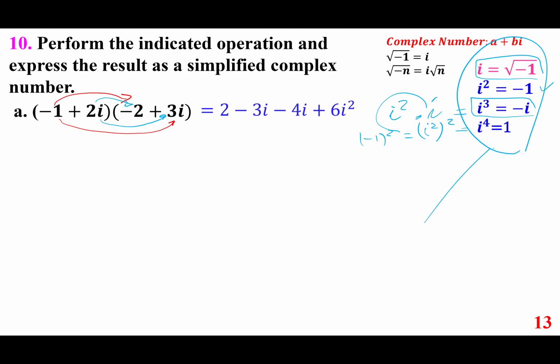You really need to remember this. And what matters is there is no other power. Every other power will just come down to those. So i is square root of negative 1, i squared is negative 1, i cubed is negative i, and i to the power of 4 is 1. Okay? So it's very simple, everybody.